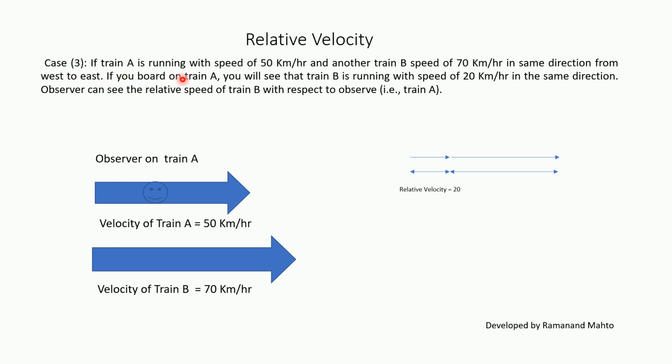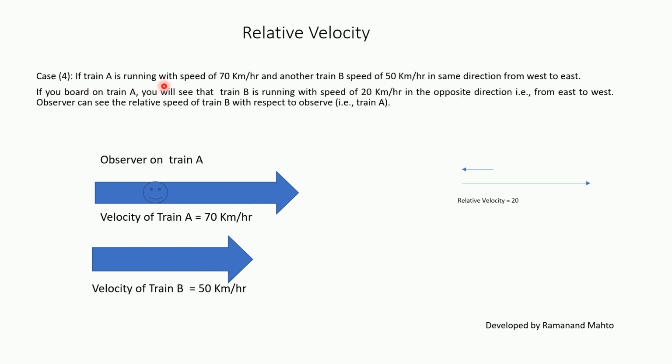Case 3: train A is running with a speed of 50 km per hour and another train B at 70 km per hour in the same direction from west to east. If you board train A, you will see train B running with a speed of 20 km per hour in the same direction. The observer can see the relative speed of train B with respect to the observer, that is train A. So here is the observer on train A at 50 km per hour, and another train at 70 km per hour in the same direction. So there is a relative velocity of 20 km per hour in the same direction, from west to east.